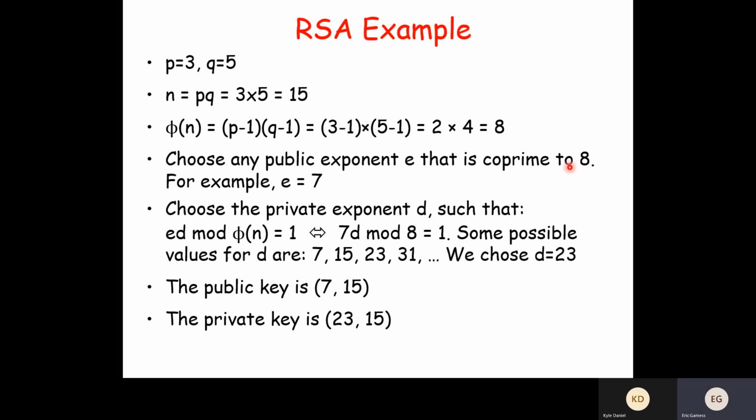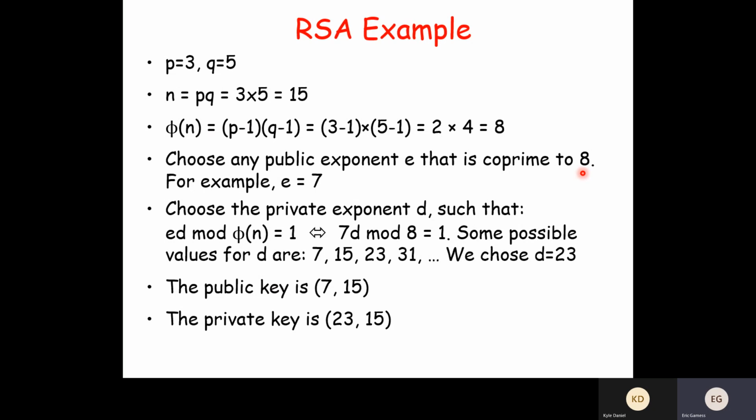For example, if you take 9, is 9 coprime to 8? Of course they are coprime. You can only divide them by 1. So the greatest common divisor is 1. Why? 8 is 2 times 2 times 2, and 9 is 3 times 3. So if you want to divide them, you can just divide them by 1. So when they are coprime, it means that the greatest common divisor will be 1.